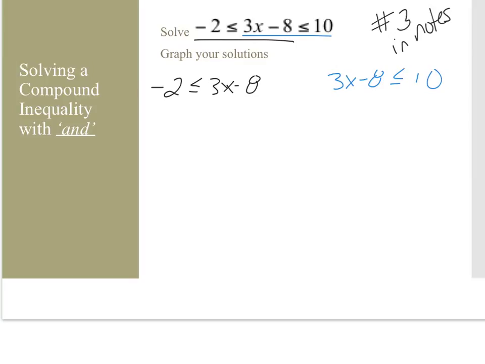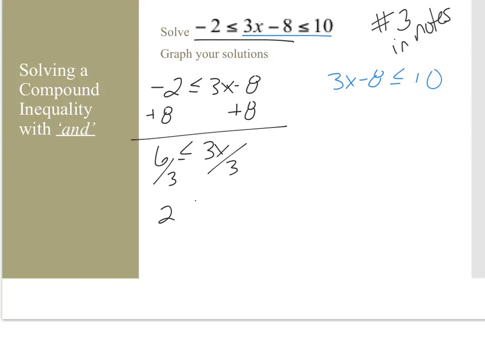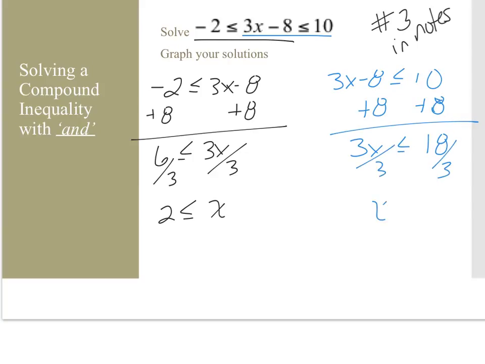To solve the one on the left in black, I'm going to add 8 to both sides. So 6 is less than or equal to 3x. Divide both sides by 3. So 2 is less than or equal to x. Now I go to the next problem. I'm going to add 8 to both sides. So 3x is less than or equal to 18. Divide by 3, divide by 3. So x is less than or equal to 6.